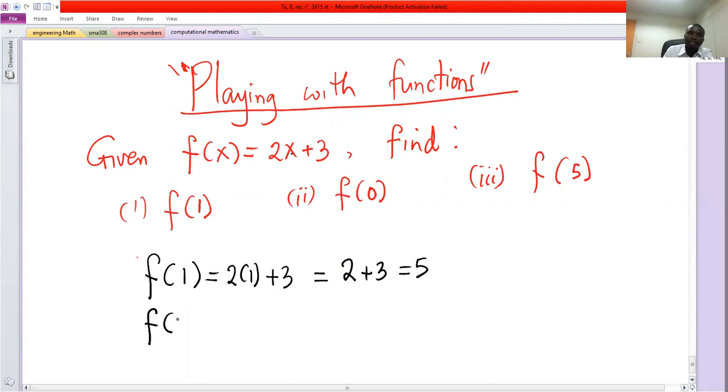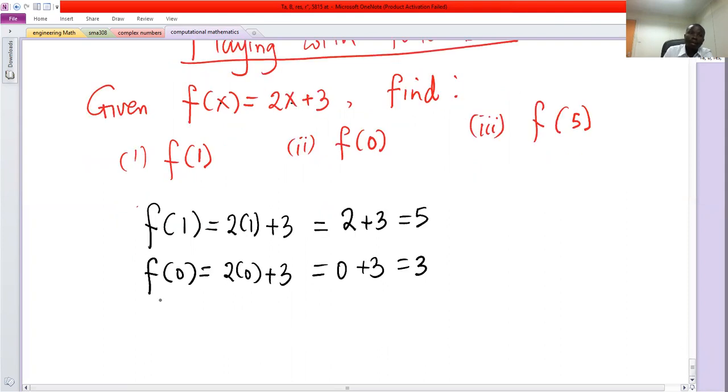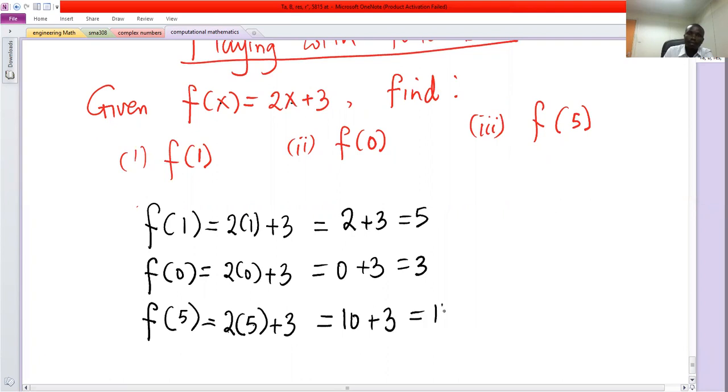f of 0 means where there's x, you put 0. So it'll be 2 times 0 plus 3, which will be 0 plus 3, you get 3. f of 5 means where there's x, you put 5: 2 by 5 is 10, plus 3 is 13. So that is what happens.